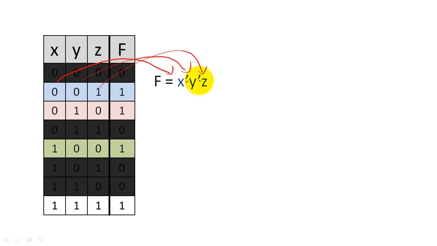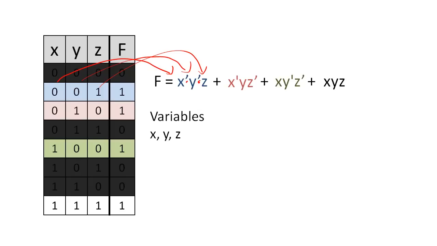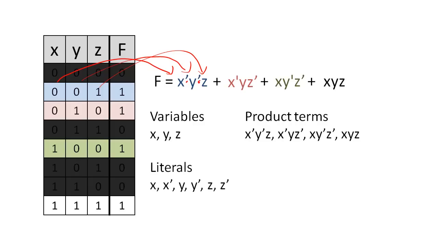Because these variables are ANDed together, we call it a product term. We can find the product term for this 3rd row, 5th row, and 8th row with the same procedure. Finally, we OR the product terms together. As a quick aside, a literal is a variable that is either complemented or not complemented in a product term. So this expression has 3 variables, 4 product terms, and 6 literals.